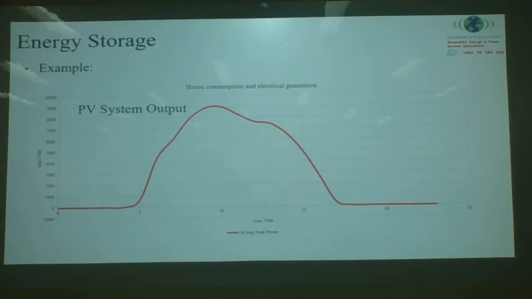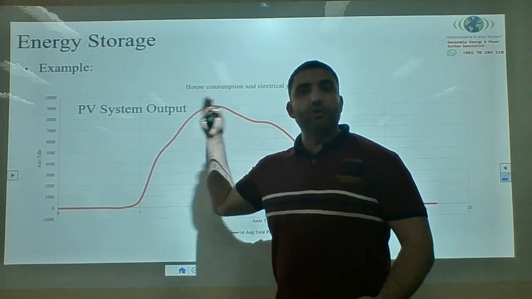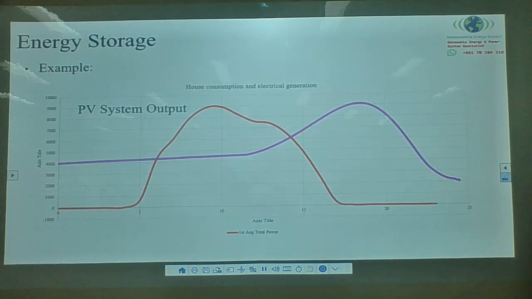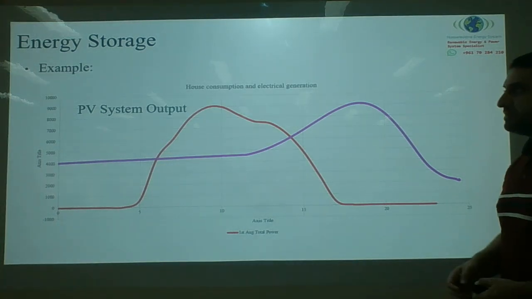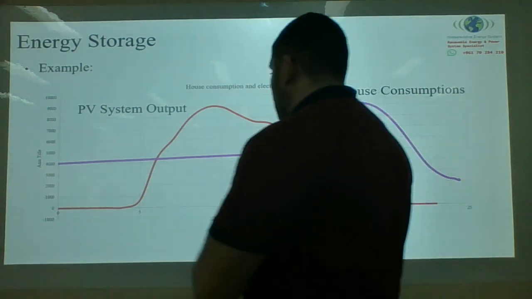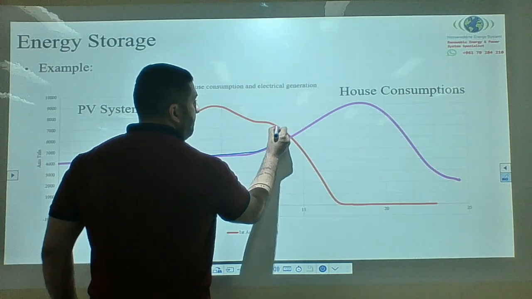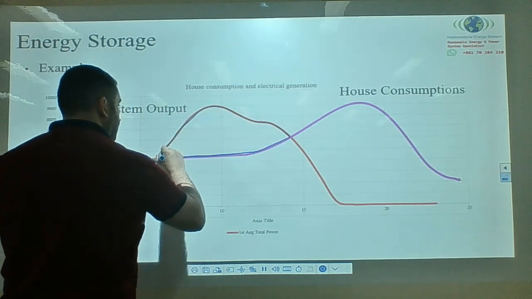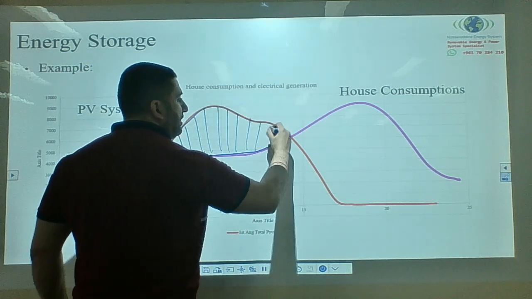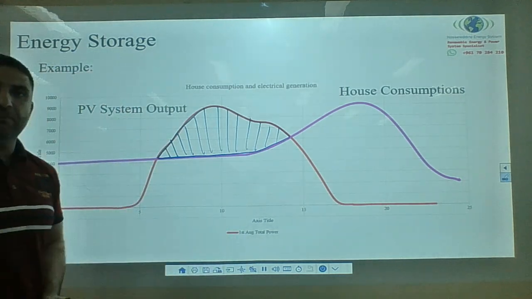This is the PV system output. This is my standard. I have a peak at 9 o'clock because some of the panels are facing toward the east. This is my house consumption. As you can see, for all this energy generated from the PV, I have two choices. If I have a grid connection, I can inject it into the grid. However, during this period, the cost of electricity in many countries is very low.